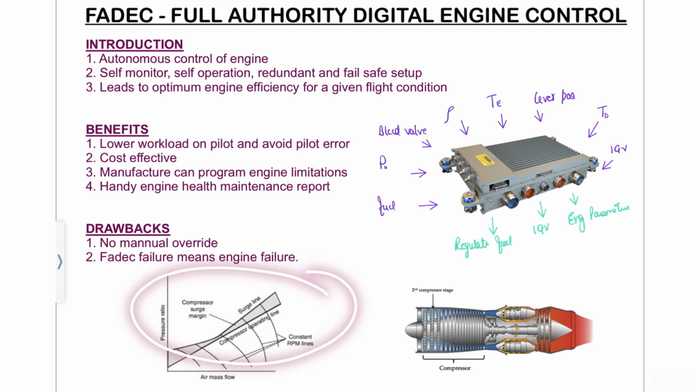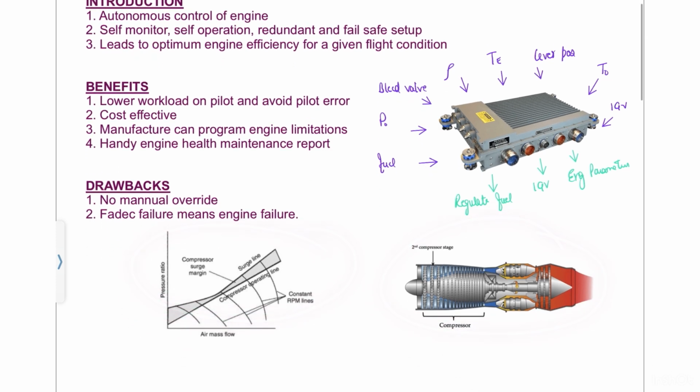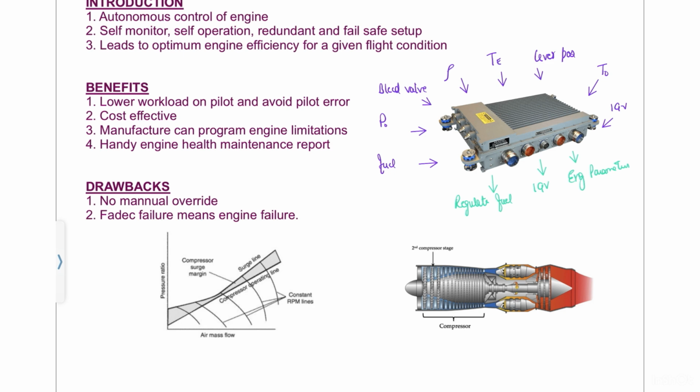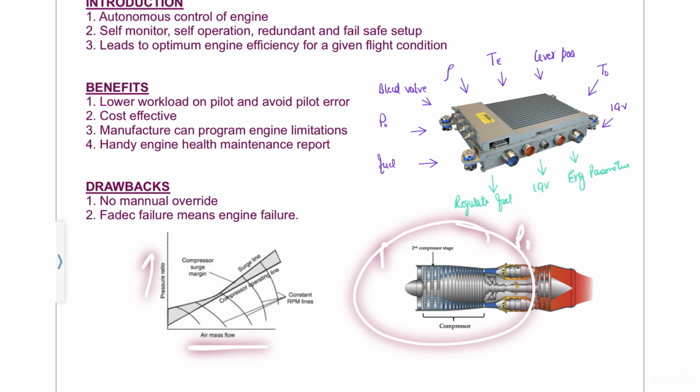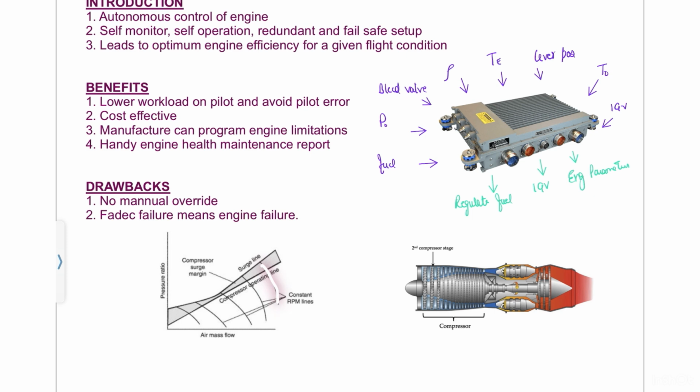Now coming to this curve and a little bit more in-depth knowledge about the FADEC. As you can see, if you have read, this is a compressor curve, with air mass flow on the x-axis and pressure ratio on the y-axis. If this is a compressor, this is P1, let's say, and this is P0. So pressure ratio is P1 by P0 and air mass flow is the amount of air which is going inside.